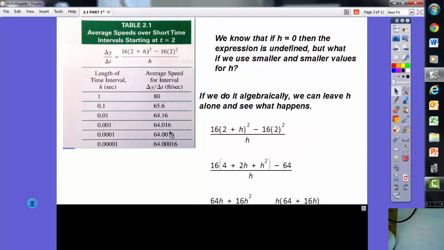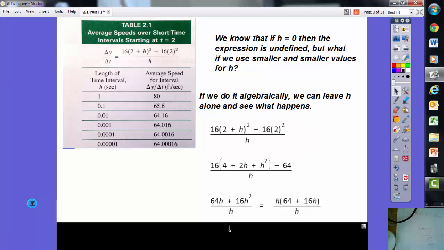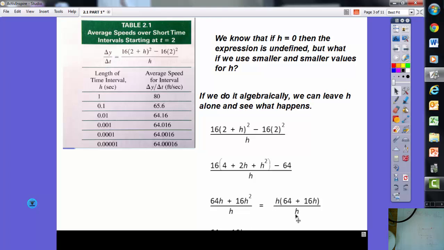So if we were to evaluate this algebraically without doing all this work to figure out that it gets to 64, we would simply leave in the variable h and we would see what happens. I will tell you that what's going to happen every single time you do this is the h's are going to cancel out, and there's going to be somewhere that you can plug in 0 for h that won't be undefined. But let's talk about the algebra here.